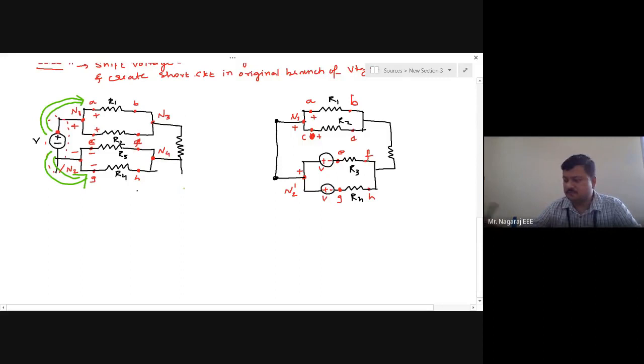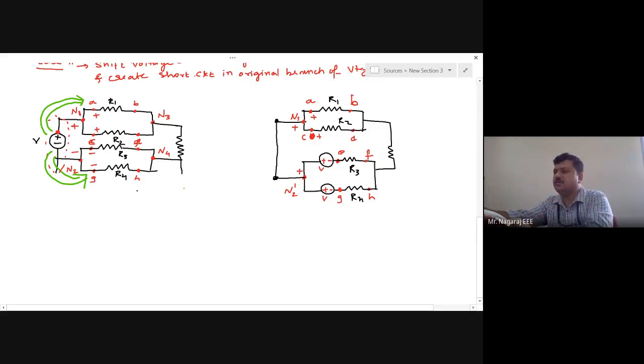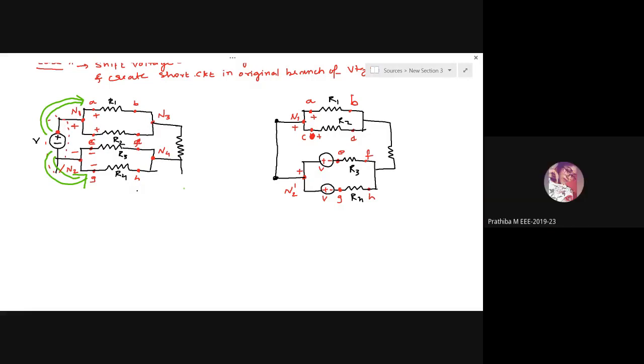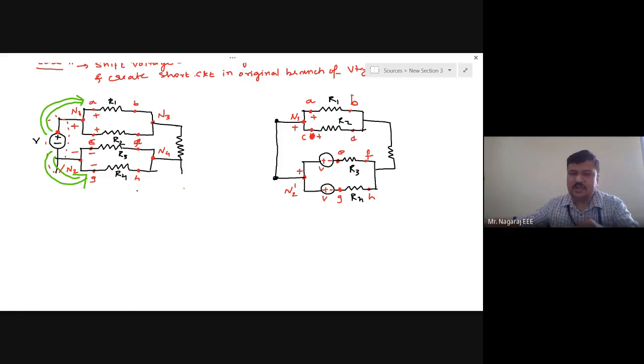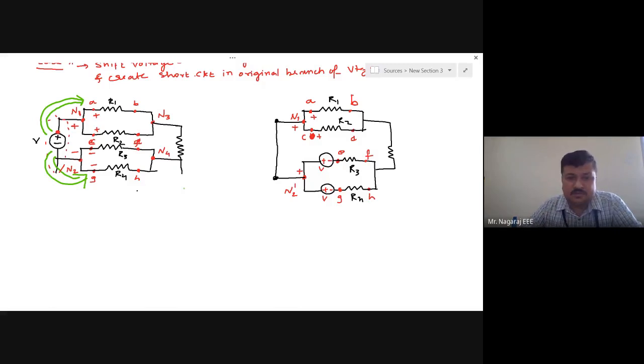Any doubts so far? Excuse me, sir. Yes, tell. What is the need of doing this? Because there is no change in the circuit now, sir. The need of doing this source shifting is to get the equivalent circuit. If I want to represent this entire circuit as a single source circuit with equivalent values of resistance.